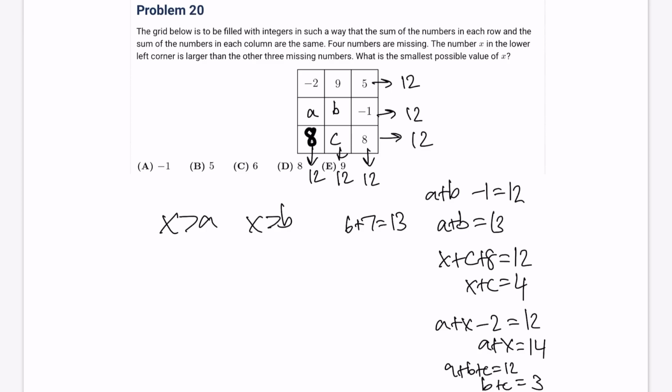If x is 8 here, then we know that this entire column needs to add to 12. So that would mean that 8 minus 2 is 6. Then we could fill this in as 6. Then we could fill this out right here. 6 minus 1 is 5, so that would be 7. And then right here, that would be -4. So we can see that this case works. Therefore, the answer is D.